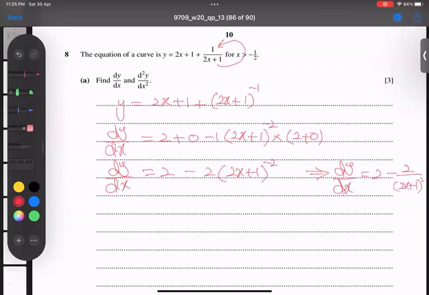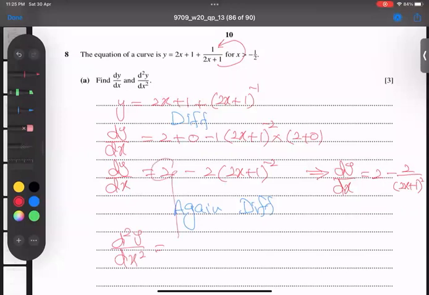Now again differentiation for the second derivative. So this is the first derivative, okay, differentiation. So what happens then? I get here d2y over dx2.